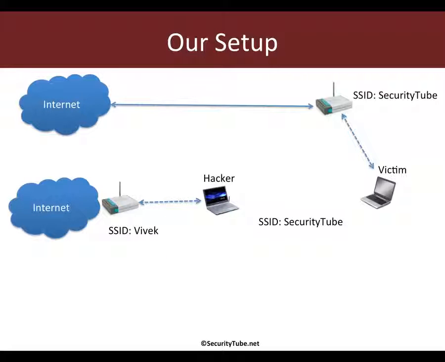Now let's look at our setup, which we will create right now. What we are going to do is a simple hybrid setup which will give you a taste of everything. The victim is connected to security tube, and in this case the hacker is advertising the spurious security tube SSID. He is in turn connected to the access point with SSID Vivek, which has access to the internet. Now if I would like to simplify this, I might just have the hacker connect here and send traffic through this one, but I just wanted to take a slightly more complicated setup to show you the basic principles.